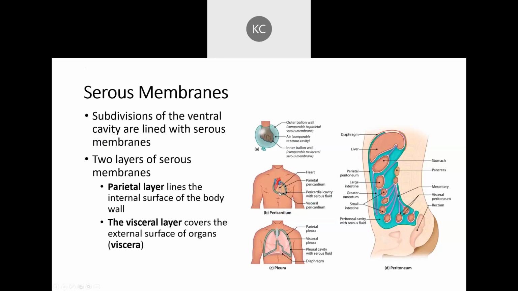That's the visceral pericardium, in this case for the heart. And then you have a layer on the outside, which is the parietal layer, which is the parietal pericardium. Now, in between these two layers, there's a small space with a little bit of fluid, and this fluid is called serous fluid. It serves to lubricate the two layers as they move past each other to allow, in this case, the heart to contract and beat.